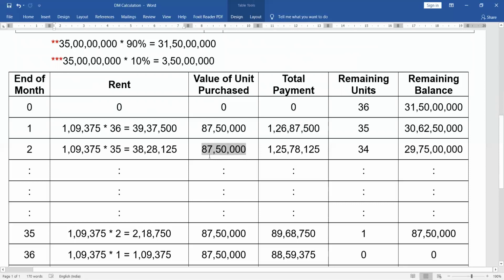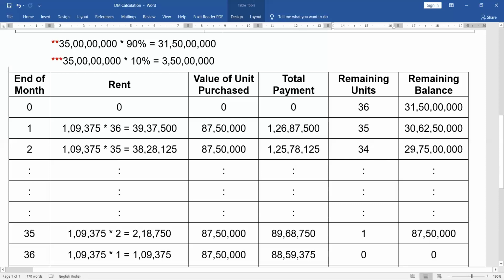The value is, he has to pay 87,50,000. So both rent plus the value of the unit purchased, the total payment is 1 crore 25,78,125. So now what would be the remaining units? That is 34 units left now, because the 35th unit has been purchased by the customer.